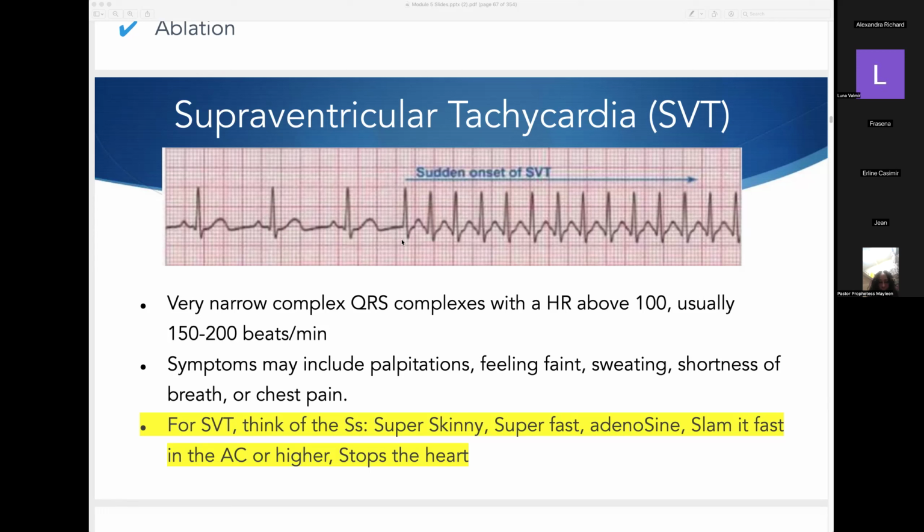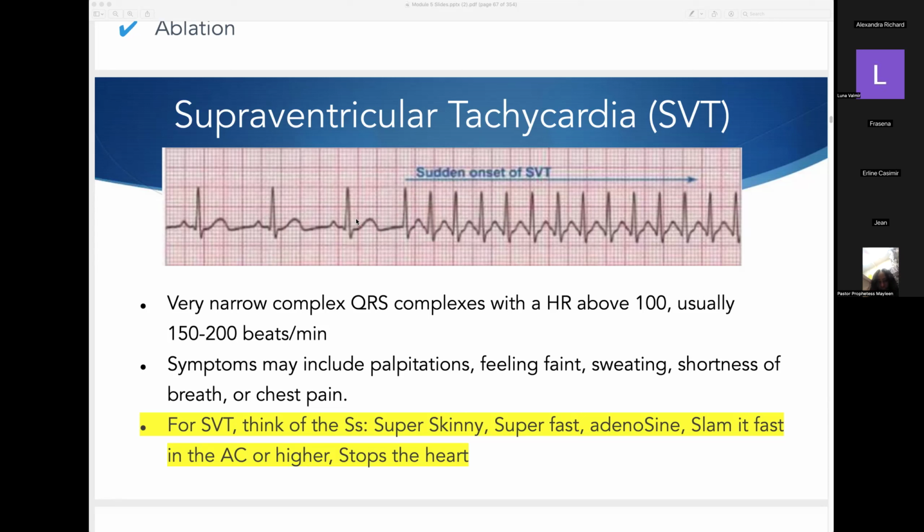So narrow, complex QRSs mean they're very skinny. The heart rate is usually 150 to 200. The symptoms may include palpitations, feeling faint, sweating, shortness of breath, or chest pain.